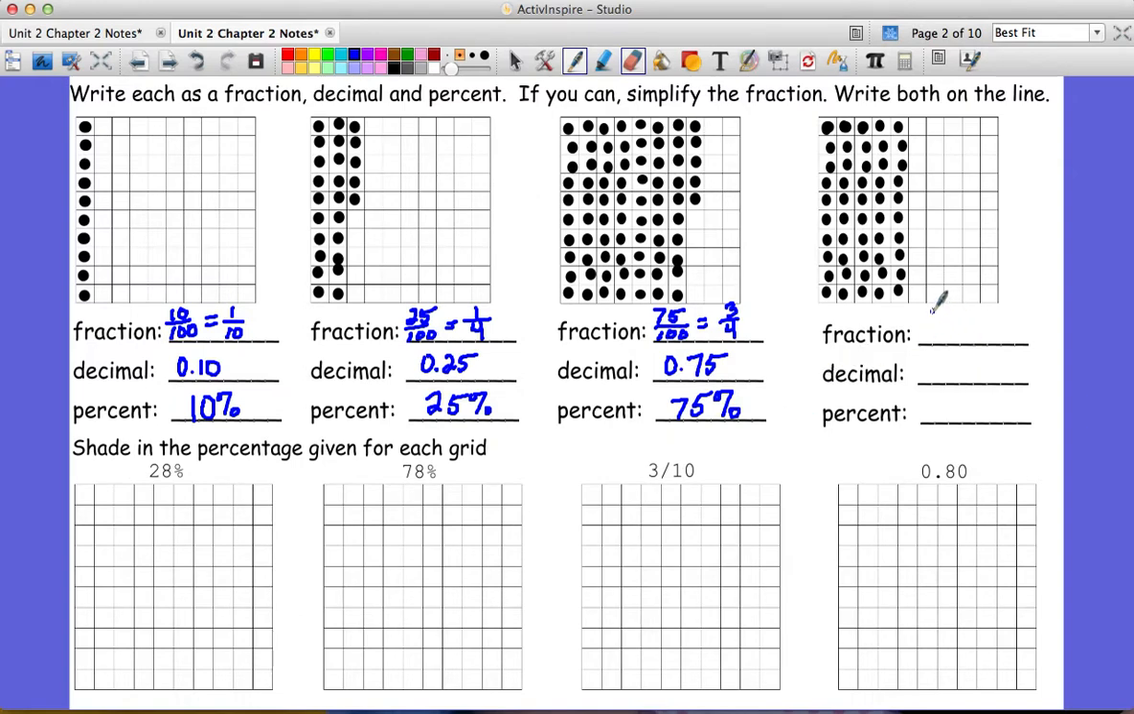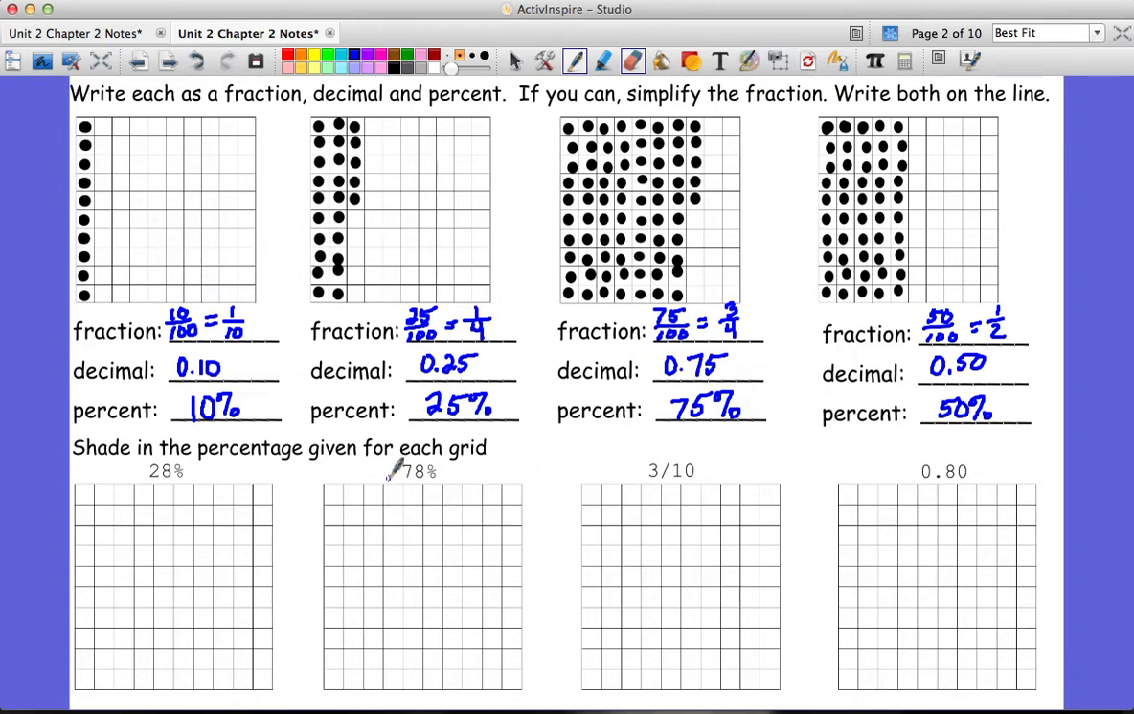And then here you have 50 out of 100, which is actually going to give you 1/2. As a decimal, it is written like this. And as a percent, it is 50%. So what I'm hoping you understand from all this is that all of these mean the same exact thing.